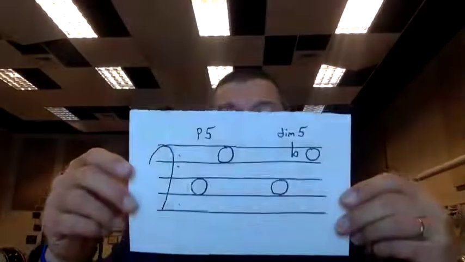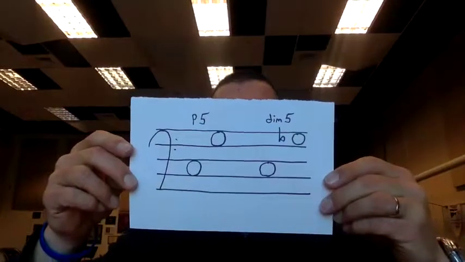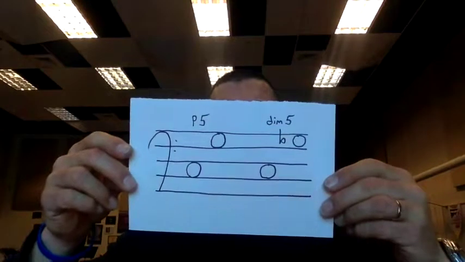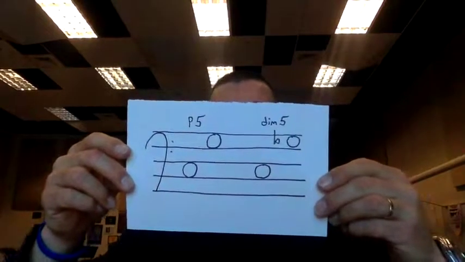If you take a perfect interval and you lower it half a step, then it becomes a diminished interval. Here's an example in bass clef. We take a perfect fifth, C to G, and we lower the G half a step to G flat, and it becomes a diminished fifth.